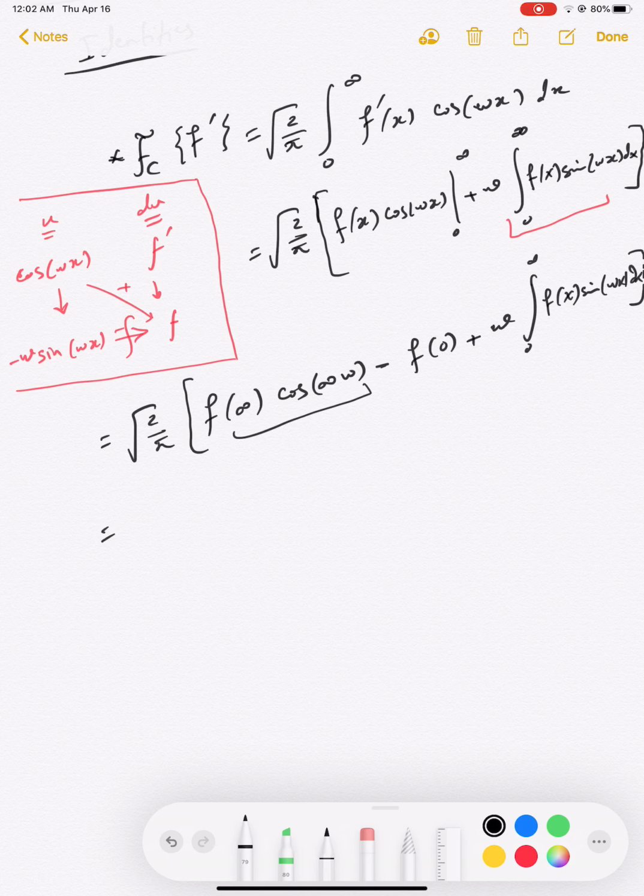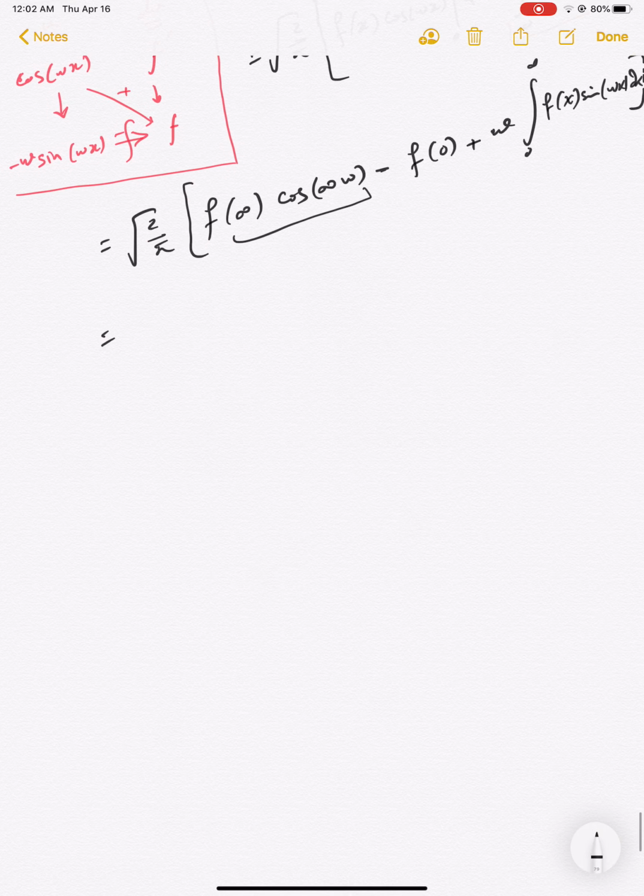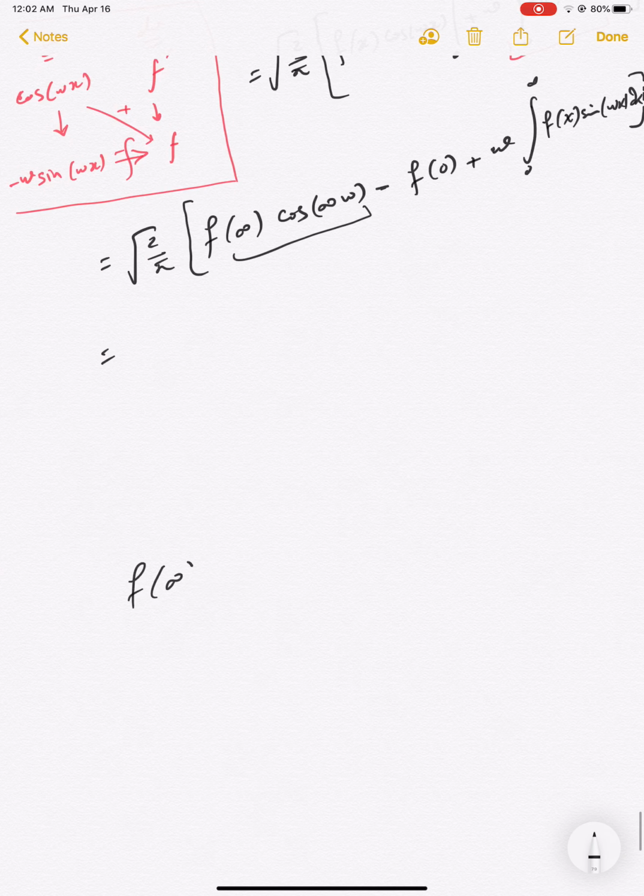Okay, so here, what is f of infinity? f of infinity means the limit of the function as x gets larger and larger. So just imagine f of infinity was 5, okay? What is cosine of infinity times omega? Omega is just a number. Imagine it's 2, for example.